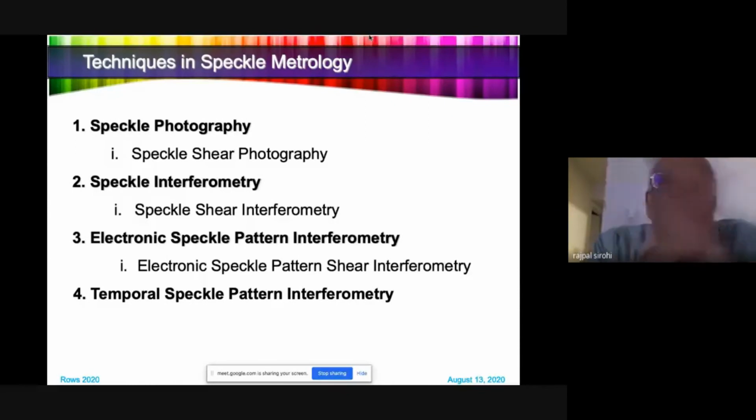The techniques in speckle metrology have been classified in four different ways. I have put them here. First is speckle photography, where we record the speckle, either on film or on CCD, but it's just a recording of the speckle. And when the object changes, we make another record, and from these two records we can do processing. I will mention as we go further how it is done, but this is how we can obtain the value of the displacement and so on.